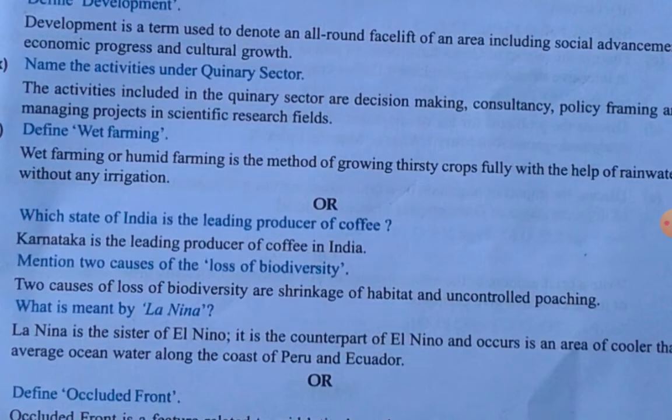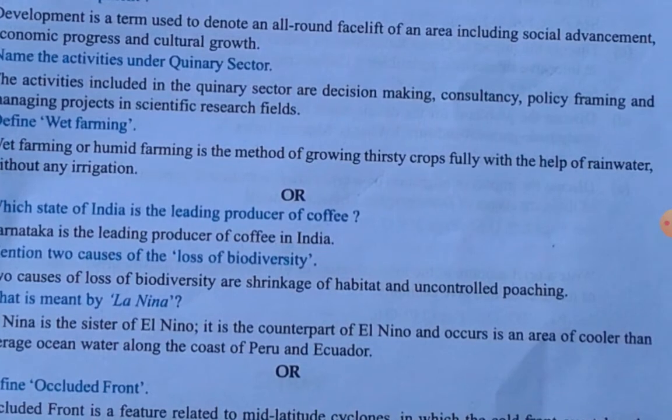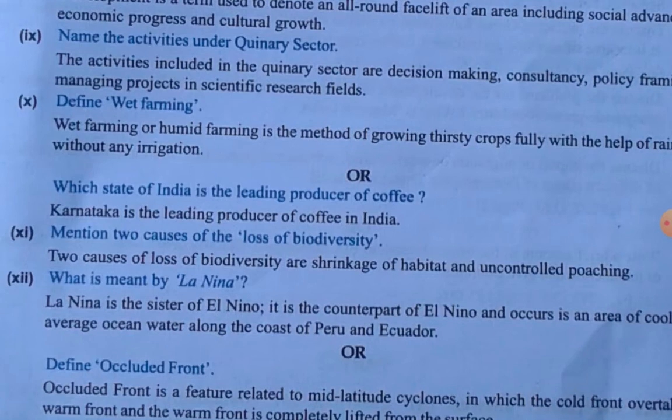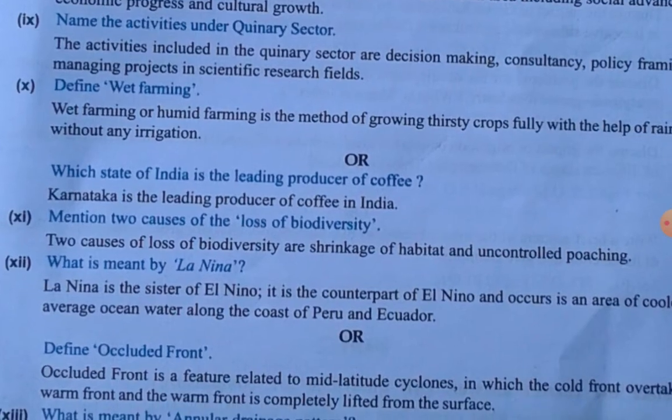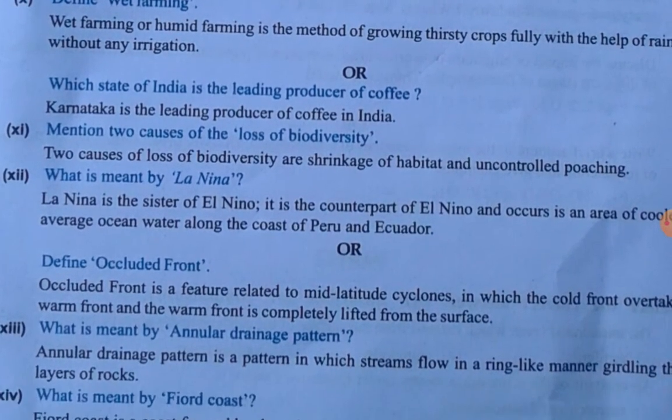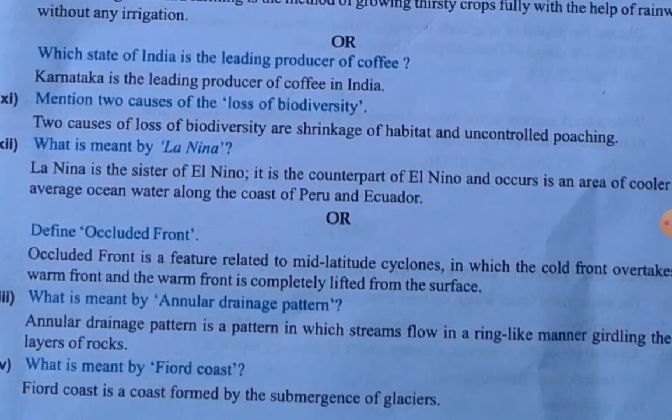Define wet farming. Wet farming is humid farming, the method of growing thirsty crops fully with the help of rainwater without any irrigation. Or which state of India is the leading producer of coffee? Karnataka is the leading producer of coffee in India. Mention two causes of loss of biodiversity.